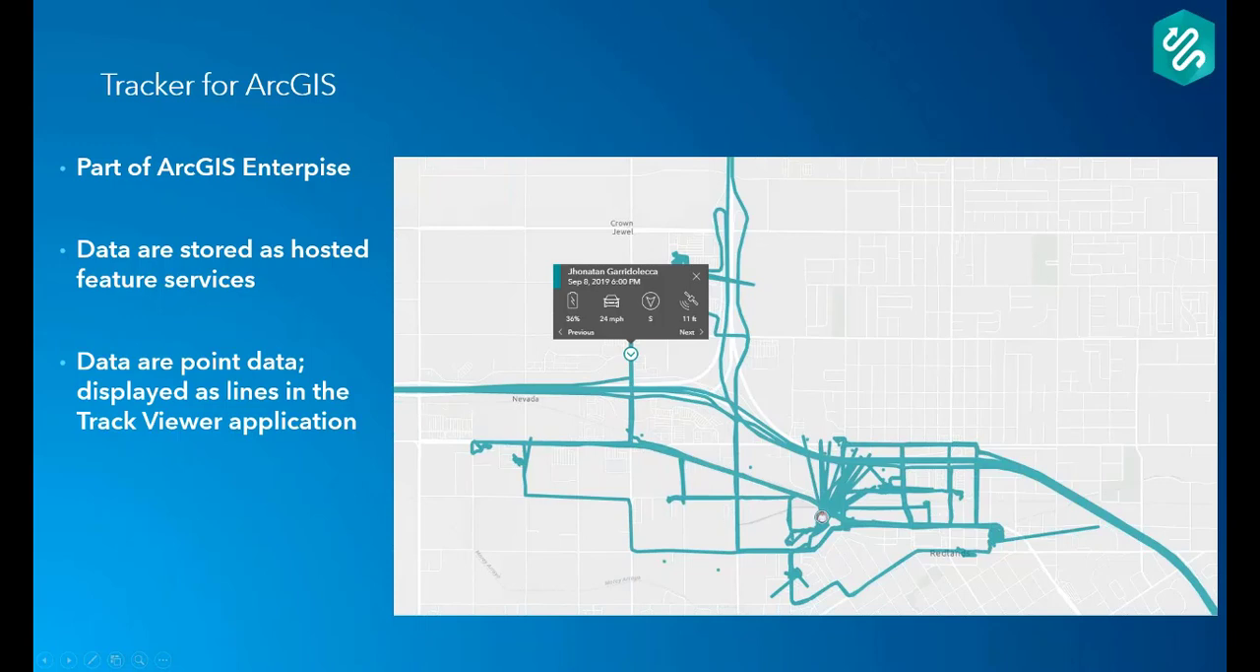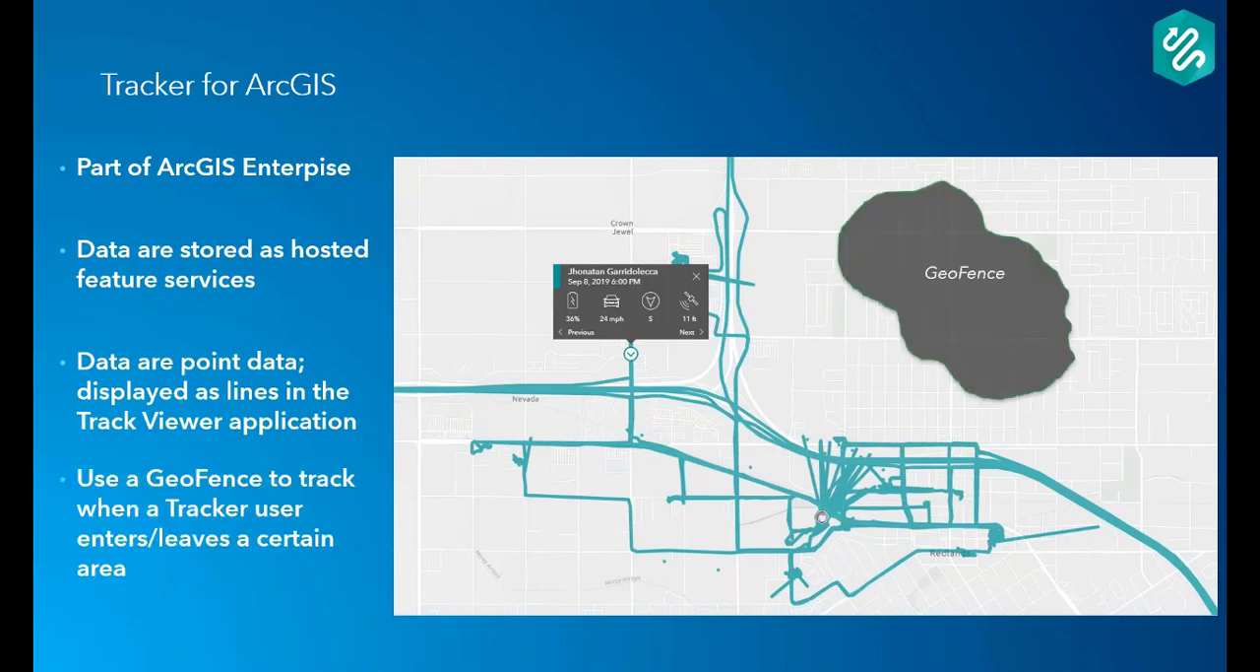All of the data are stored as points, and they're stored within ArcGIS Enterprise as point data. They're visualized within the Track Viewer application, which comes with Tracker. They're visualized as lines just for our sanity when we're viewing it. But the data are stored as points, which makes it really convenient to work with GeoEvent.